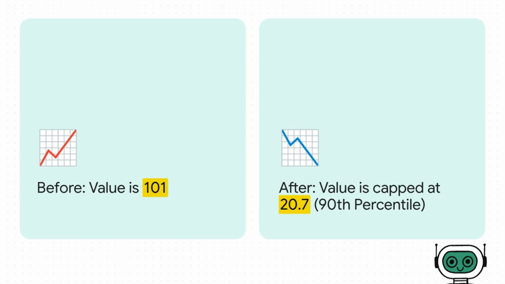A less drastic move is capping. Instead of deleting the value, you just cap it. You set a ceiling, a maximum allowed value, and anything above that gets pulled down to that ceiling. So for our 101, we might say the highest reasonable value is the 90th percentile, which is 20.7, and just change the value. You keep the data point, but you tame its extreme influence.